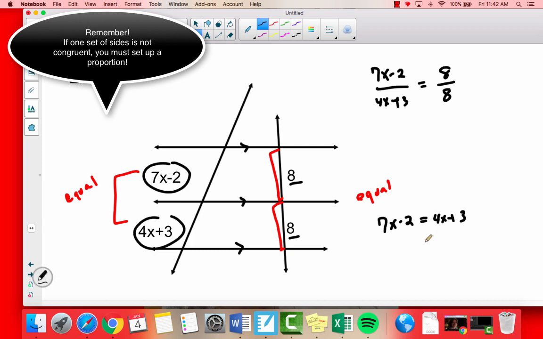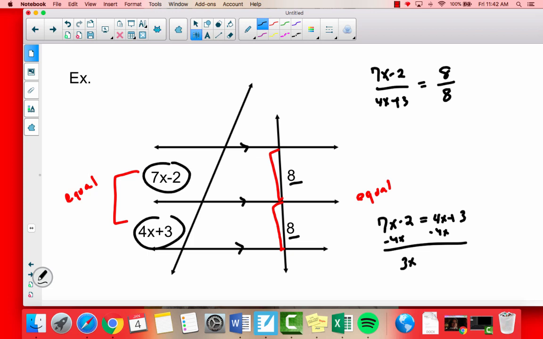And then if we solve this, subtract 4x over to the other side, we get 3x minus 2 equals 3. Add 2 over, we get 3x equals 5. So our x value is 5/3. And then I could go ahead and ask you to plug in to find a length, but in this case they just wanted you to solve for x.